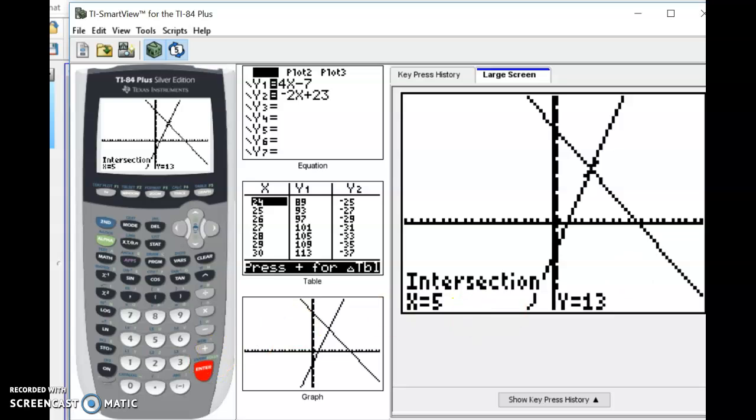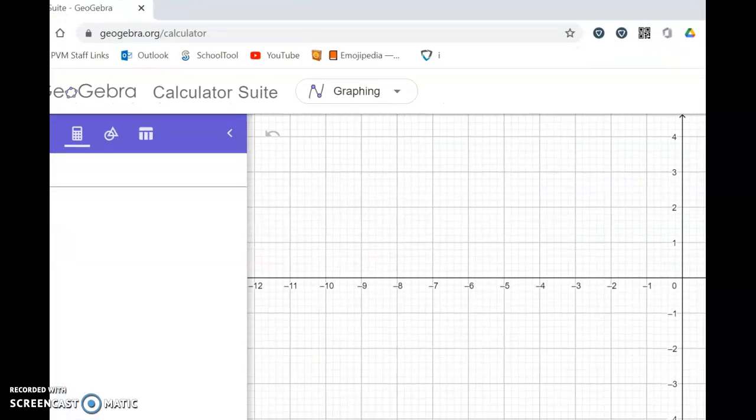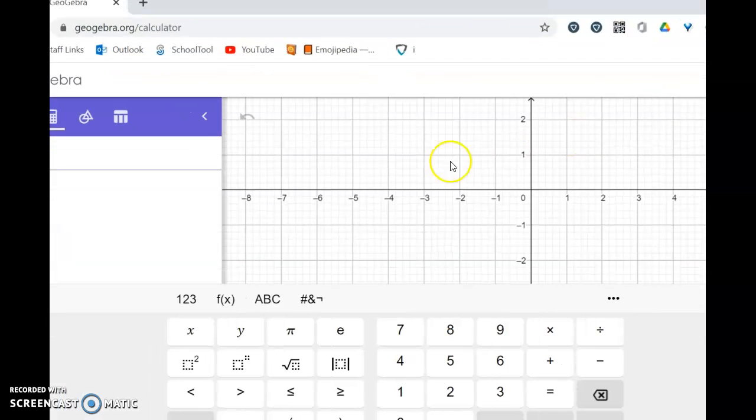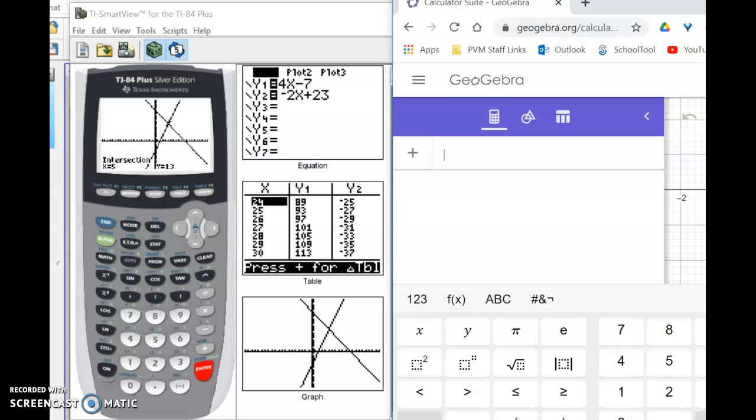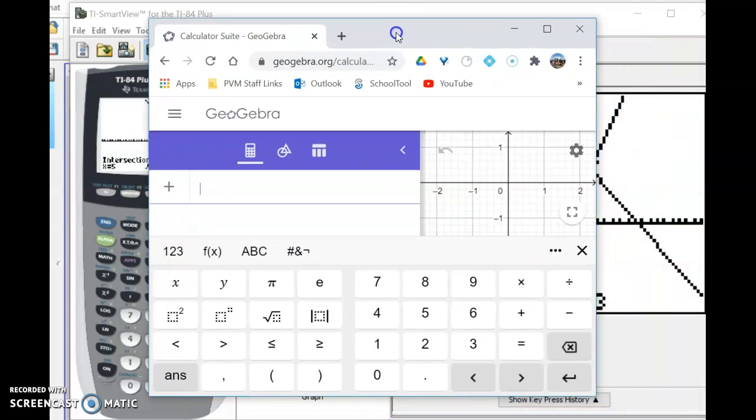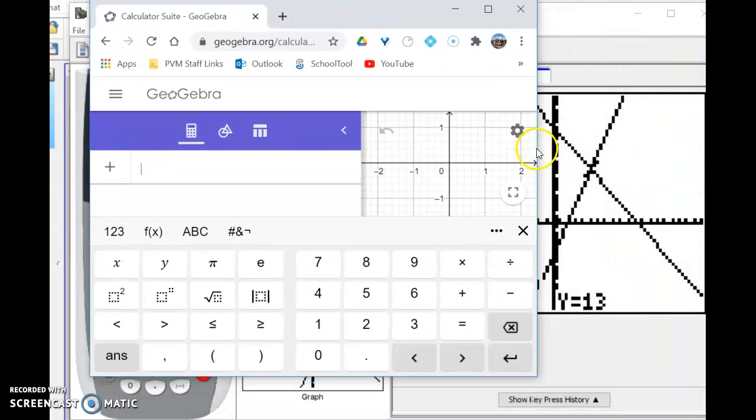Well, let's check this with the calculator I was talking about. See if I can slide this over. Change the size of this so people at home can see. All right.